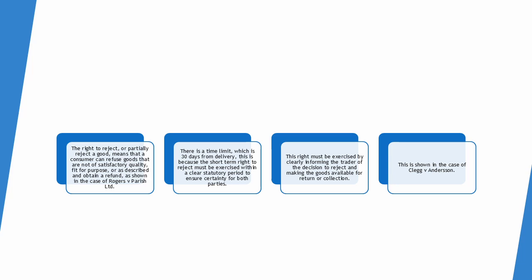This is because the short-term right to reject must be exercised within a clear statutory period to ensure certainty for both parties. This right must be exercised by clearly informing the trader of the decision to reject and making the goods available for return or collection. This is shown in the case of Clegg v. Anderson.